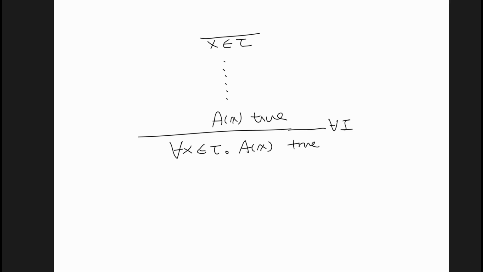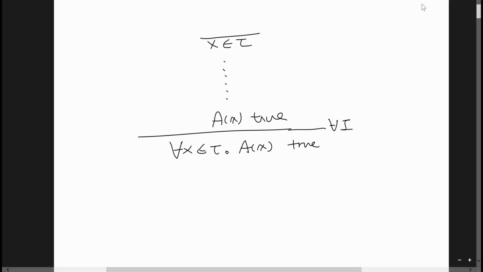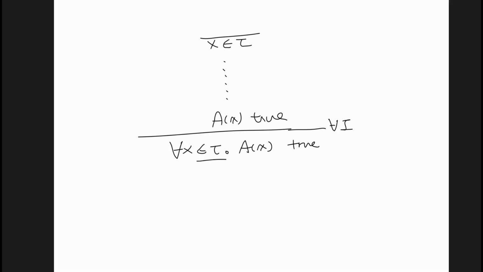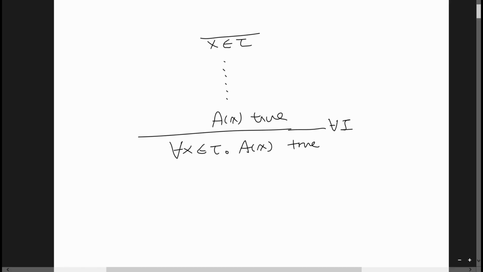So this is the for all introduction rule, where we use this data type binding. So this for all introduction rule is, let's assume that x has data type tau, and then we prove A of x is true. Then we can deduce this universal quantification is true.